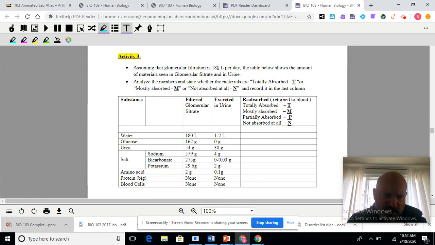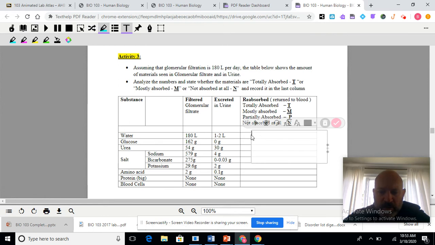So we're going to look at each individual substance that is filtered into the filtrate, compare it to the substances that are actually excreted as urine, and determine whether each substance is totally absorbed, mostly absorbed, partially absorbed, or not absorbed at all. Beginning with water, we could see 180 liters have been filtered, but we only excrete 1 to 2 liters. So that means 178 liters is reabsorbed. So in this box, we're going to put an M for mostly.